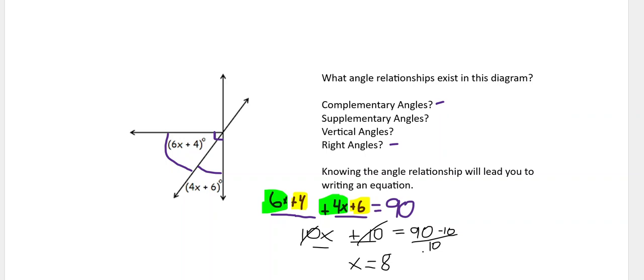Knowing the value of x does not yet tell me the angle measurements. If I'm asked for all of the angle measurements in the diagram, I need to go back and apply that, using a value of 8 for x in each expression. So 6 times 8 plus 4, 48 plus 4, 52 degrees.